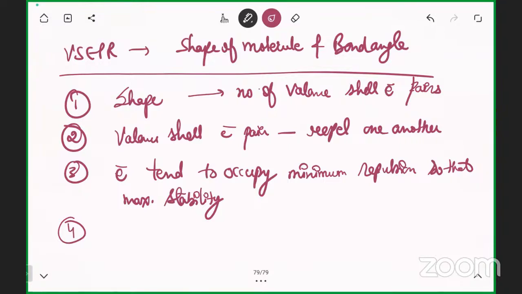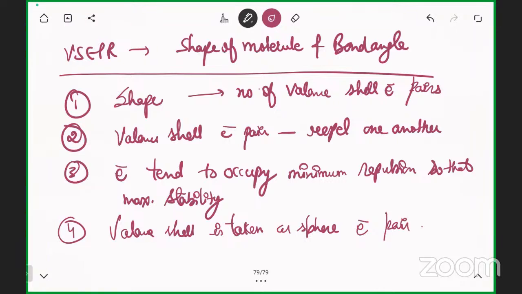Okay. Fourth point. The valence shell is taken as a sphere in which the electron pairs are localized at maximum distance. See, if maximum distance will be there, it means there will be less repulsion, and less repulsion means maximum stability. So these are the four points.